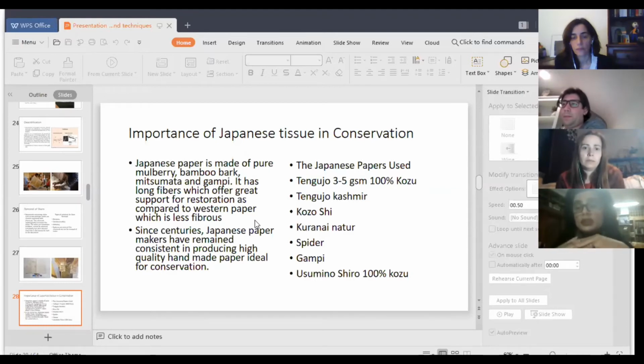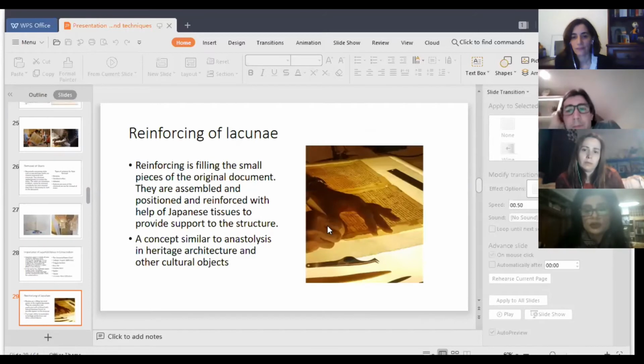Japanese paper is very vital because when you tear the paper, you can see the fibers which overlap the document where the document is damaged during restoration, and they infiltrate with the fibers of the document. So they are extremely good for use in conservation. For centuries, Japanese paper makers have remained consistent in producing high quality handmade papers, ideal for conservation. These are a few of the Japanese papers used: Tengujo, Kashmir, Kozoshi. These are the names of the papers that we use during conservation.